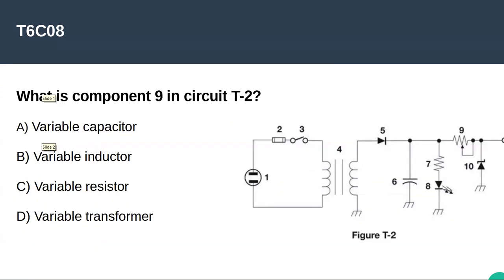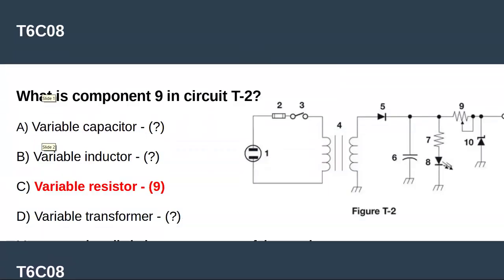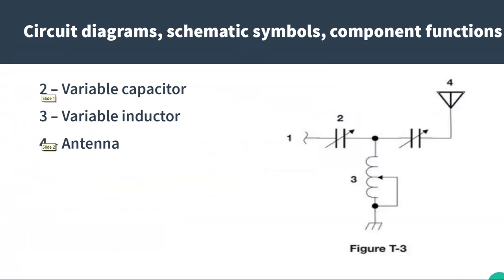What is component 9? Variable resistor. C. Okay, one more set of diagrams. Here we have number 2, which is a variable capacitor. Number 3 is a variable inductor. And number 4 is a symbol for an antenna.